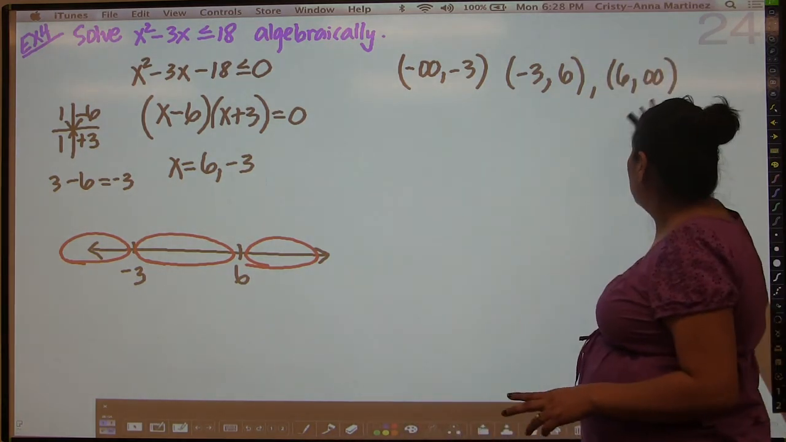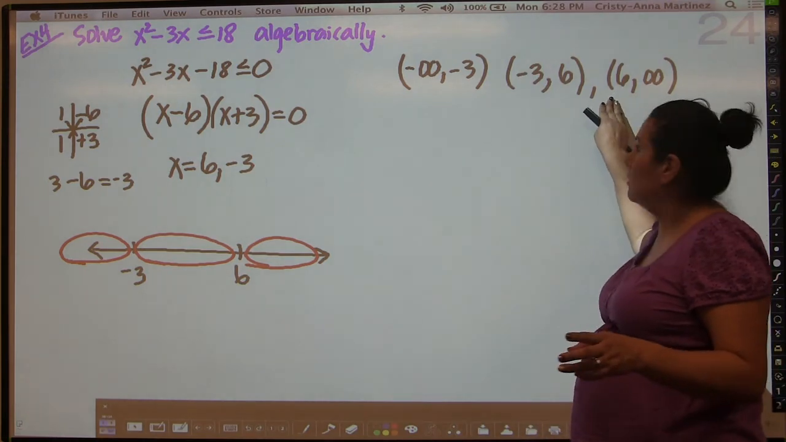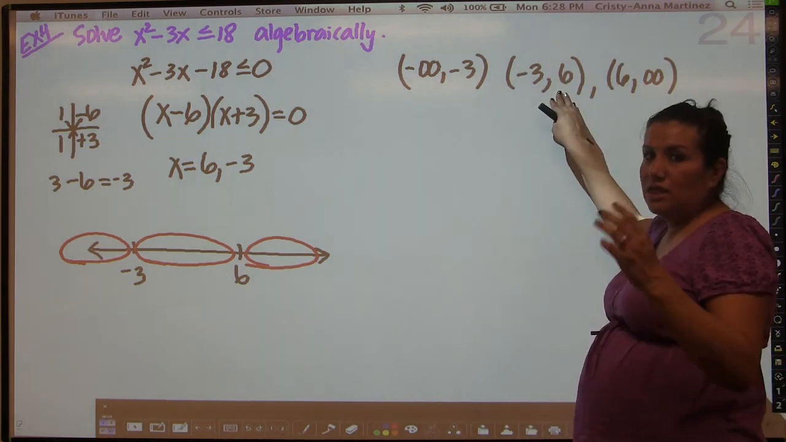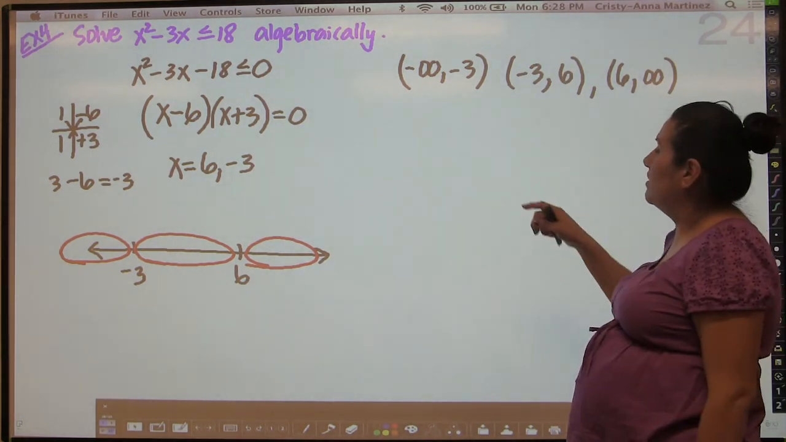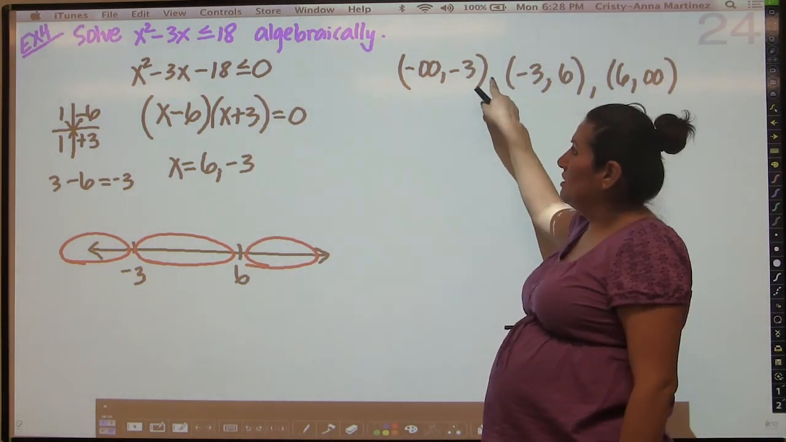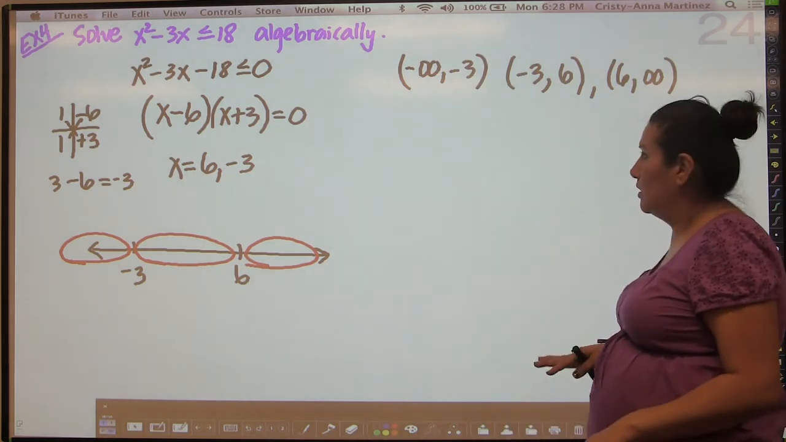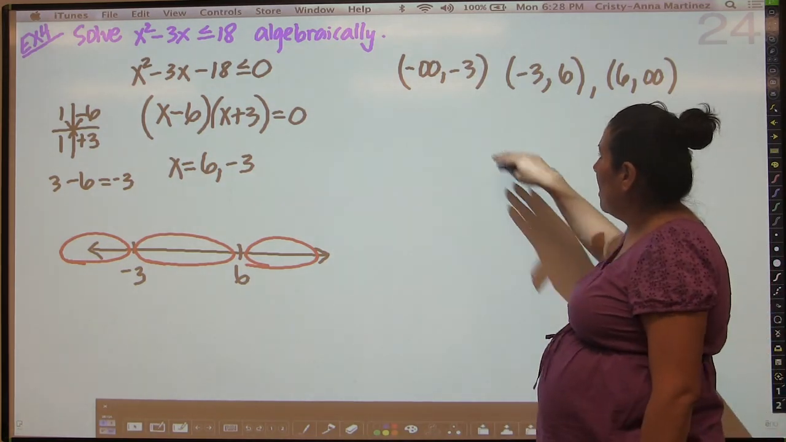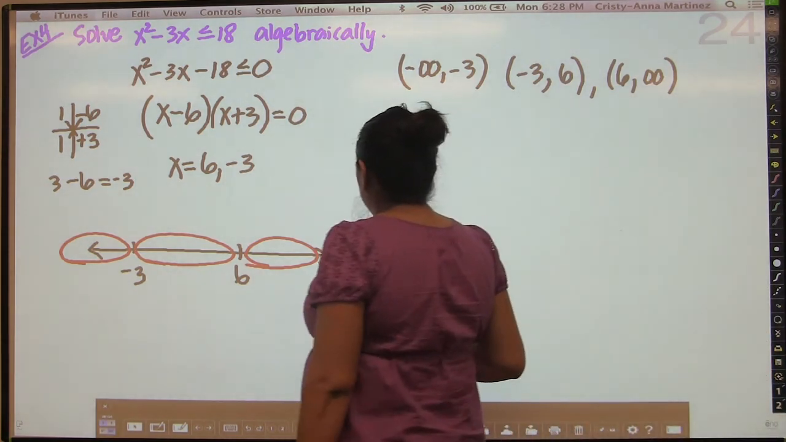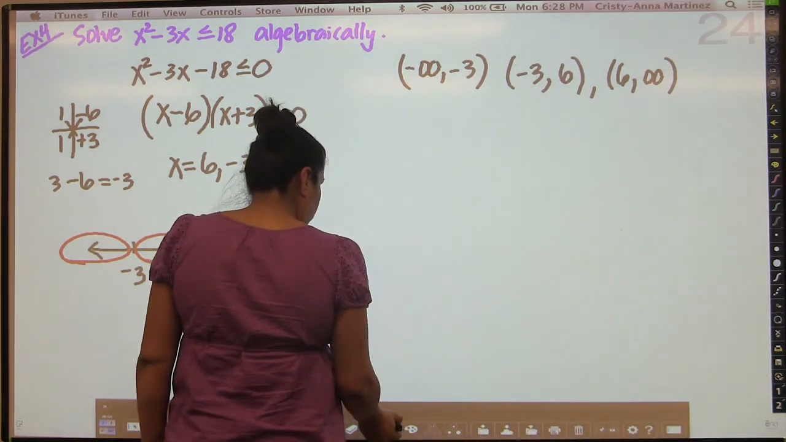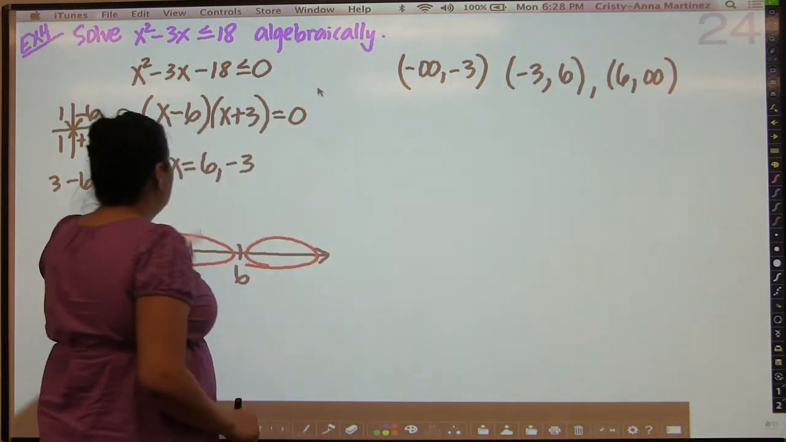Okay? And these brackets are not like ordered pairs. You're not going to graph negative 3, 6. It's an interval. It gives you some boundaries between here and here. Okay, if this was a bracket, it would mean that it was included, but we're not talking about including anything right now.